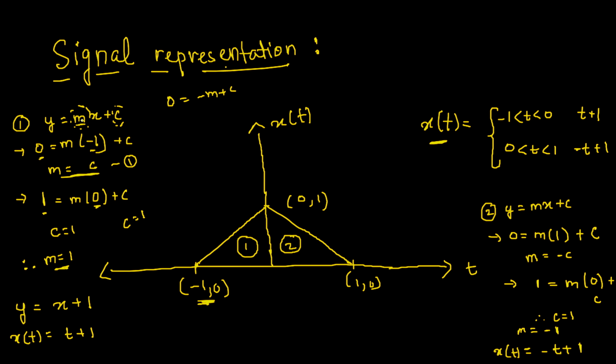So substituting the values of m and c in our line equation, we get that y is equal to x plus 1. And here our x-axis is time and our y-axis is x of t, which is just to denote our input signal. So we know that x of t will be t plus 1. So now let's look at the other side of the graph.